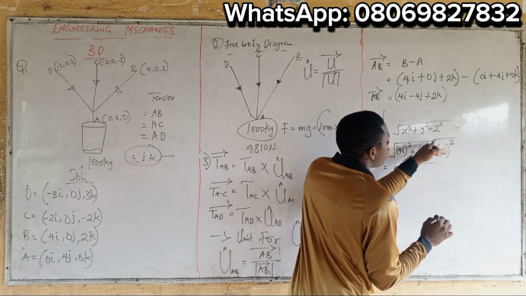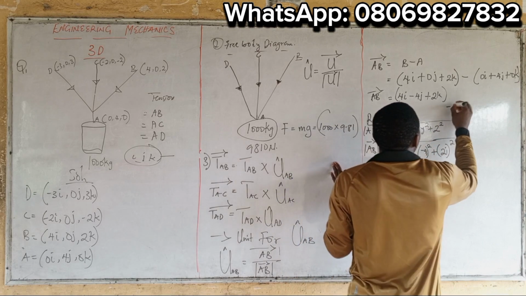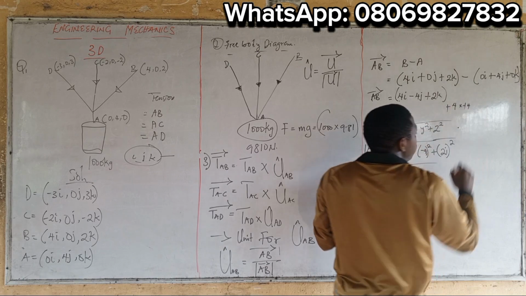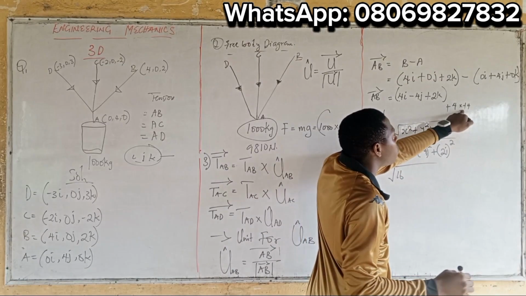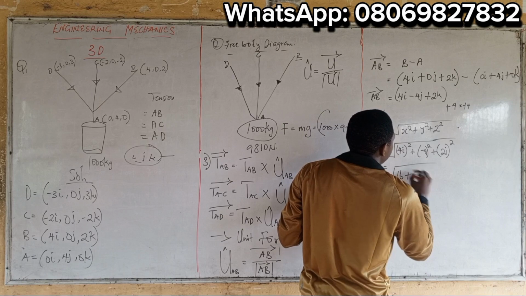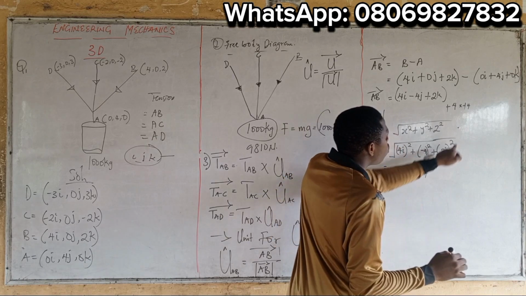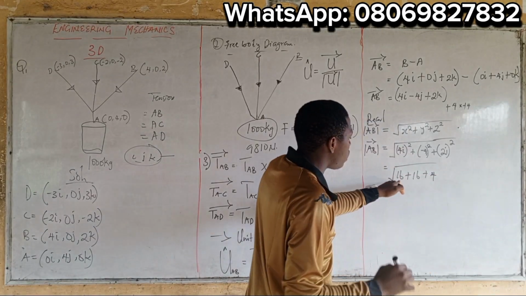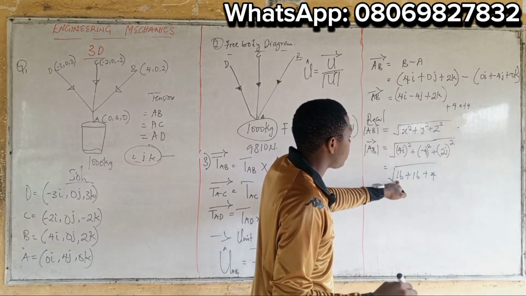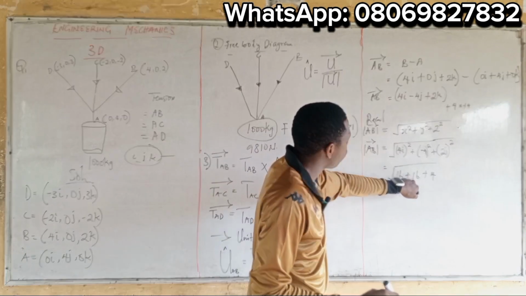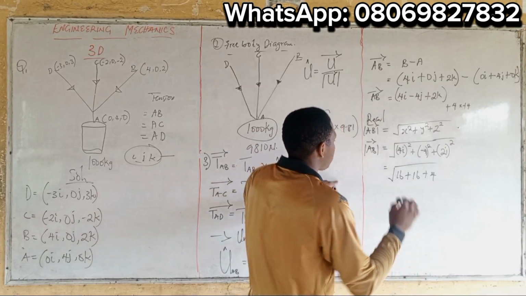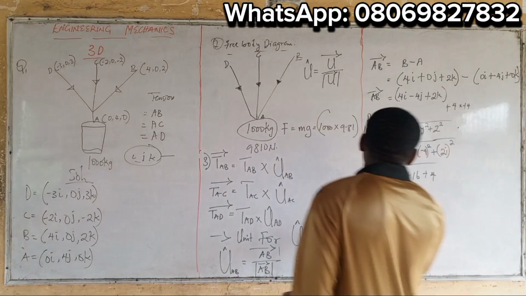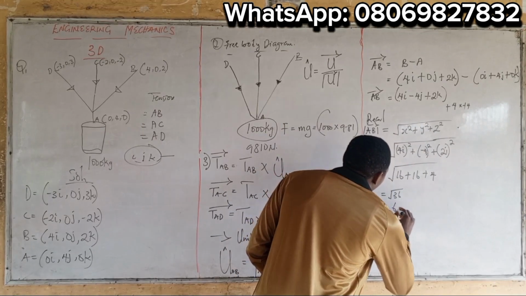What are you seeing here? 4 raised to the power of 2 is simply minus 4 times minus 4. Minus times minus is plus, so what are you having? 4 times 4 is 16. Plus 2 all square, which will simply give you 4. Now you punch your calculator: 16 plus 16 is 32, 32 plus 4 is 36. So you have the square root of 36, which is 6.